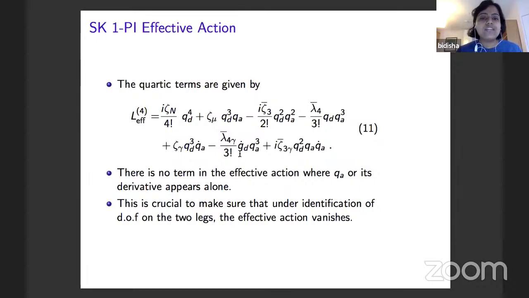And the important thing to notice is that there is no term in the effective action where Q average or its derivative appears alone, because this will be crucial to make sure that if you identify the degrees of freedom on the two legs of the Schwinger-Keldysh contour, then the effective action must vanish. This is just coming from unitarity of the microscopic theory. And this will be ensured once there is no Q average or its derivative appearing alone in the effective theory.